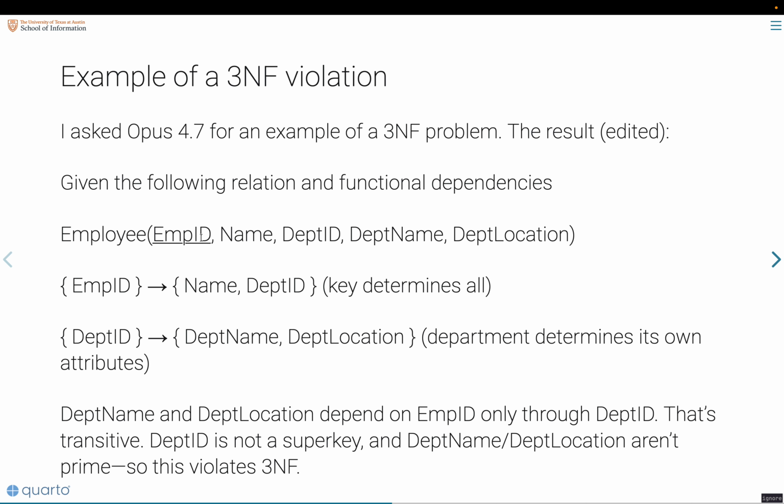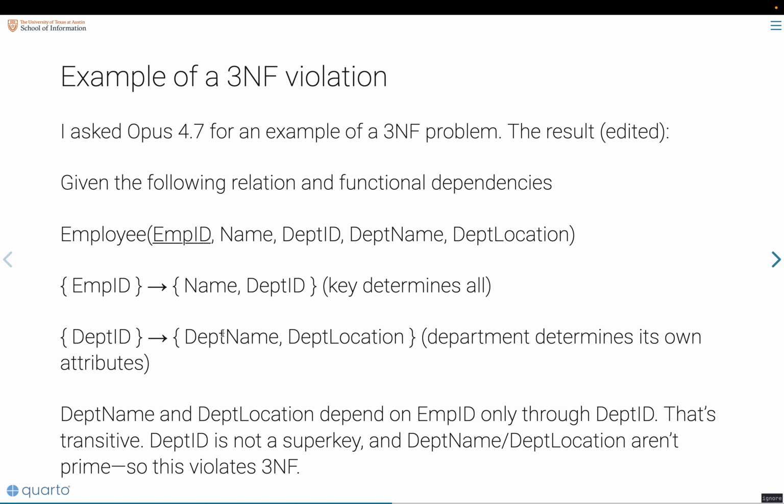So employee: employee ID, name, department name, department location. The employee ID determines the name and department ID. The department ID determines the department name and the department location. So the department determines its own attributes. So department name and department location depend on employee ID only through department ID. See, that's transitive. So department ID is not a super key, and dependent department name and department location aren't prime. So this violates third normal form.